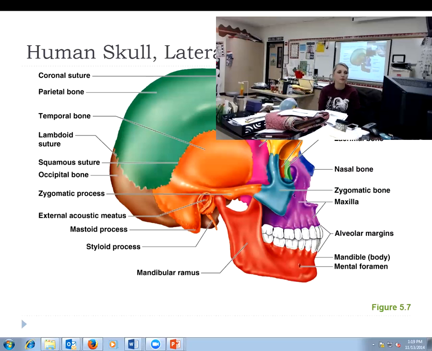Okay, then you have a couple of processes. We have the mastoid process, and you can actually feel this process. If you put your fingers right behind your earlobe, there's a bone that sticks out right back there. Your skin's kind of thin over the top of it, but it sticks out. That's your mastoid process. And then we have the styloid process. Styloid means looks like a pin.